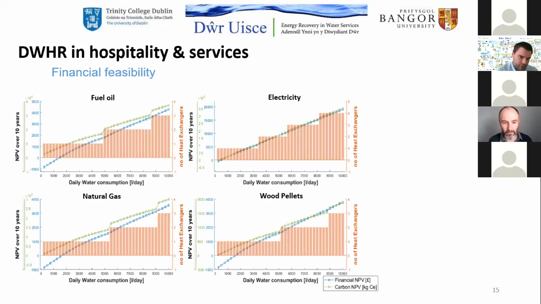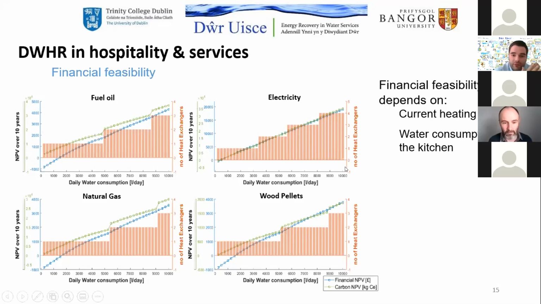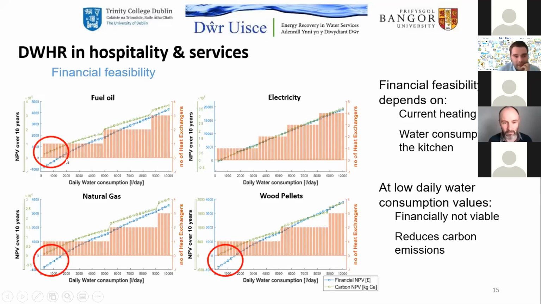And the idea here was to look at from which threshold, which kitchen size, it would be interesting to implement these systems. And so that depends, as I said, on the current heating fuel and the water consumption. We can see here that for fuel oil, natural gas, and wood pellets at low flows, it's not financially feasible, but it still would reduce the emissions, which is the green curve. So there we then looked into developing a prototype to recover heat from there. But I think that was talked about in the previous webinar.